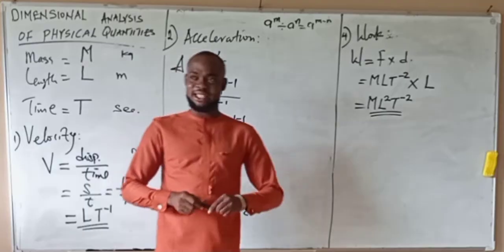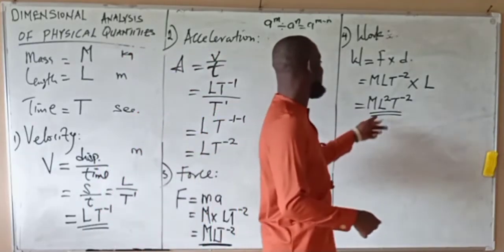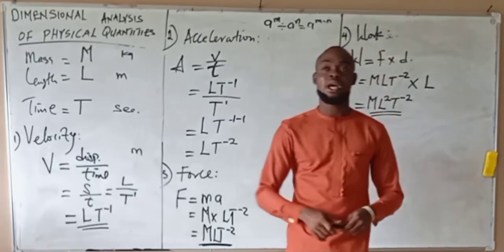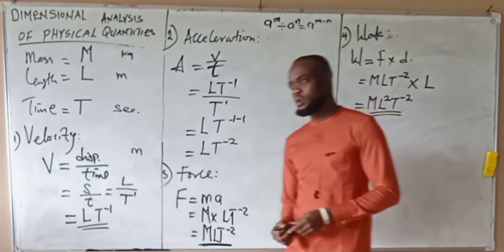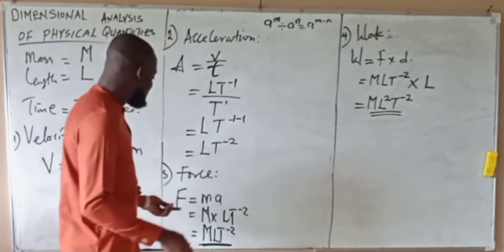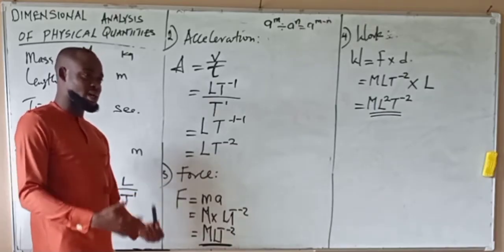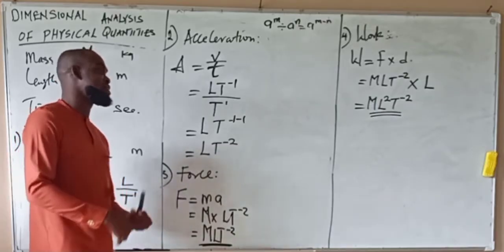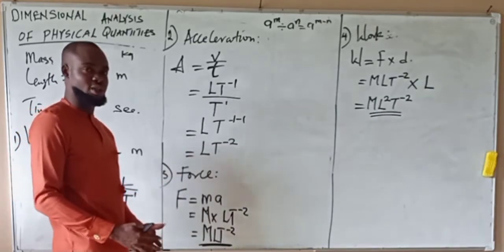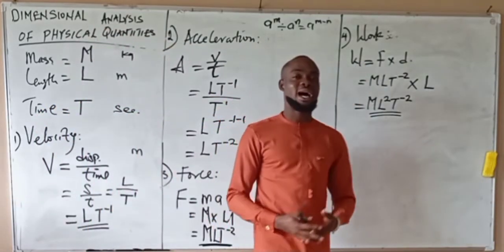Now, what is the dimension for energy? The dimension for energy is still the same as the dimension for work. So please take note of that. What is the dimension for tension? Or what is the dimension for weight? The dimension for weight is still the same as the dimension for force. So force, weight and tension have the same dimension because they are all measured in newtons. Then work and energy have the same dimension.